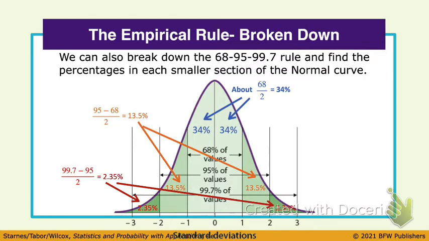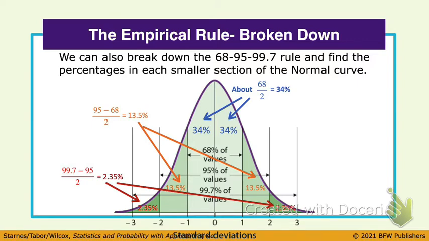95 minus the 68 that's in the middle, divided by 2, gives me 13.5 and 13.5. So that's what percent of the data is from 1 to 2 standard deviations from the mean on both sides. 13.5 and 13.5. All right.